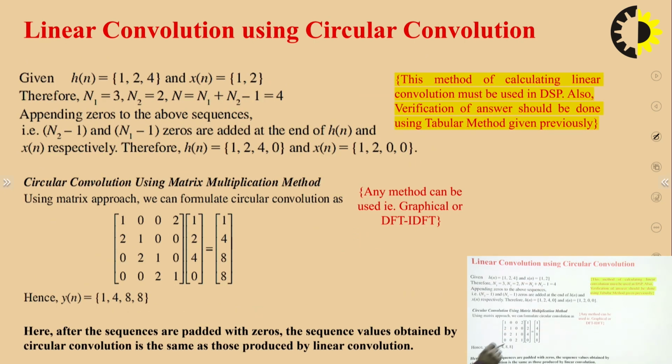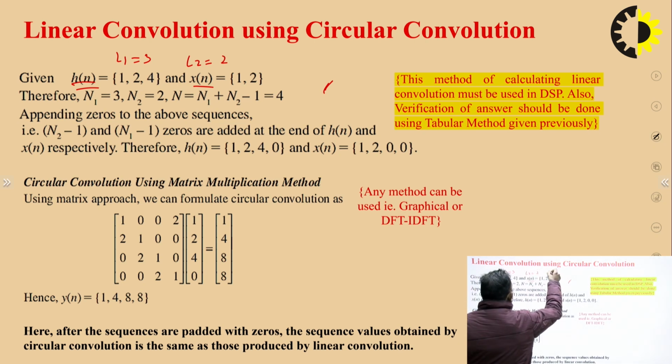So the simple thing is that we have solved it here using the matrix method. We have been given two sequences, and we have to find the linear convolution. You know the length of the linear convolution: here L1 equals 3 and L2 equals 2. So what is the length of the convolved sequence? 3 plus 2 minus 1, that will become 4.